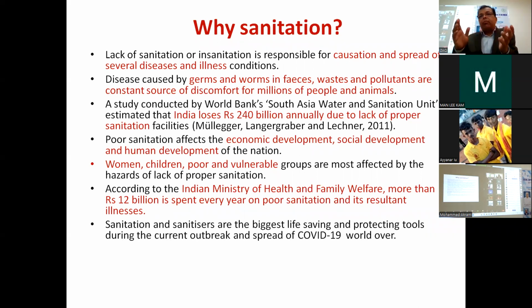You may think, how is that possible? Because due to this type of insanitation, there is a spread of communicable disease, and all the economic cost related to that communicable disease is caused by this lack of sanitation. Poor sanitation affects the economic development, social development, and human development of the nation. Women, children, the poor, and vulnerable groups are most affected by the hazards of lack of proper sanitation. And according to the Ministry of Health and Family Welfare, more than rupees 20 billion is spent every year on poor sanitation and its resultant illnesses.